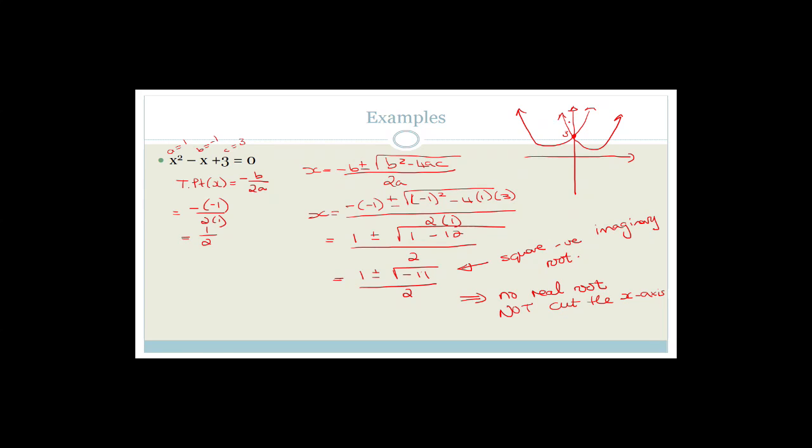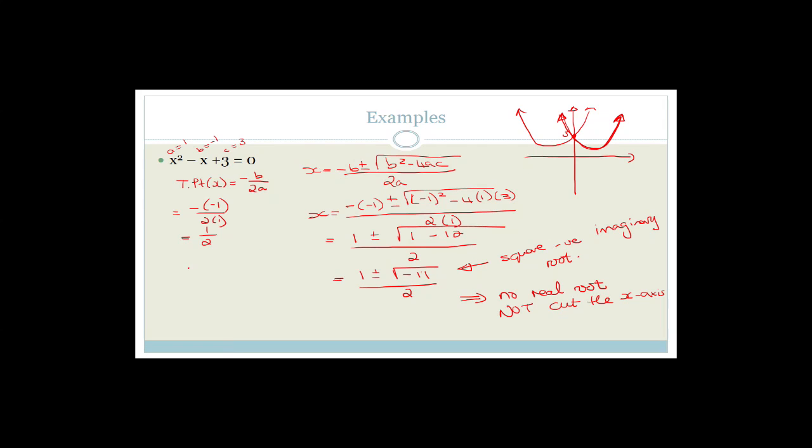So therefore, it's actually this one here. It is this one here. Okay, right. That's how we can tell what it is. But it doesn't cut the x-axis because this whole thing is going to give us a math error, because there's no such thing as a square root of a negative number in the real axis world.